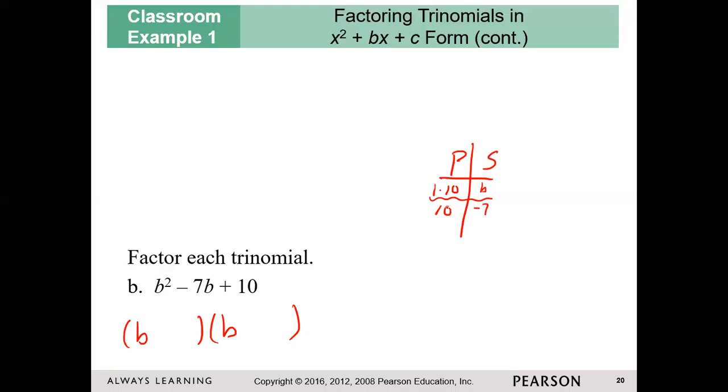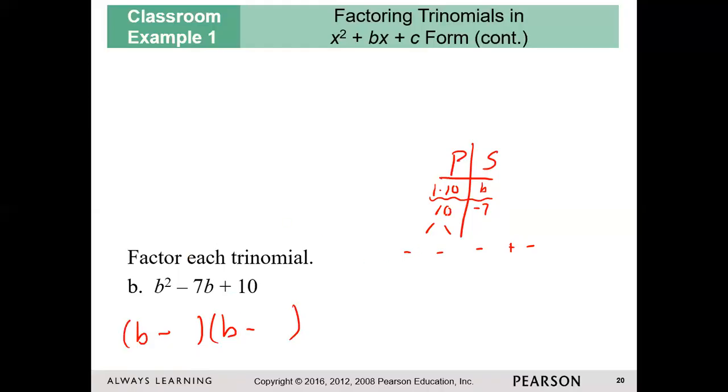The only way to get a positive product but a negative sum is if both of your factors are negative. That's the only way it's going to happen. Negative times a negative is a positive, and then a negative plus a negative is going to be a negative. So we know that our factors are both negative here because we have a positive product but a negative sum, and the only way that that happens is if both values are negative.